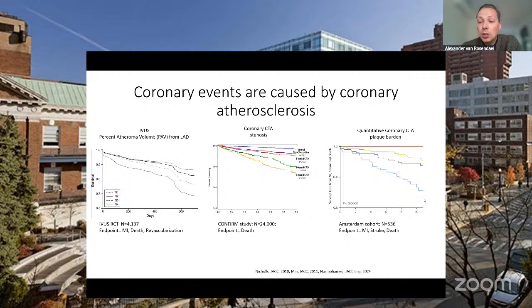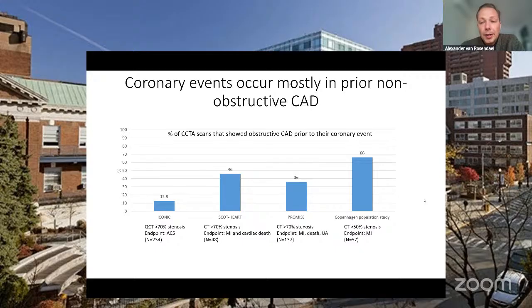So total plaque volume is a measure that I will talk a lot about, and you're going to hear a lot about it when it's about quantification of plaque. And that risk stratifies really well: more plaque, more events. And is it the plaque or is it the stenosis we need to look at?